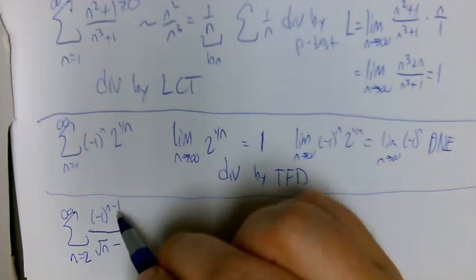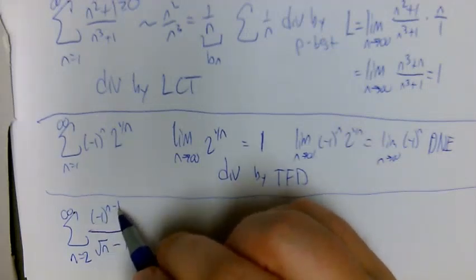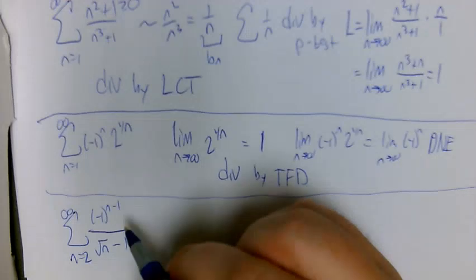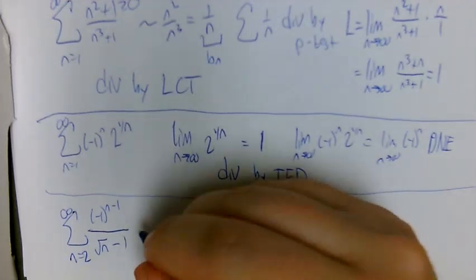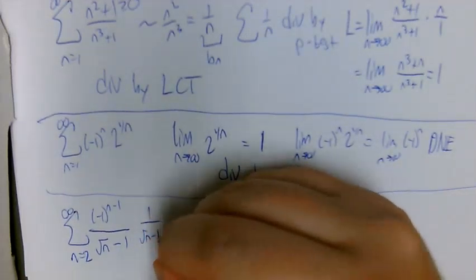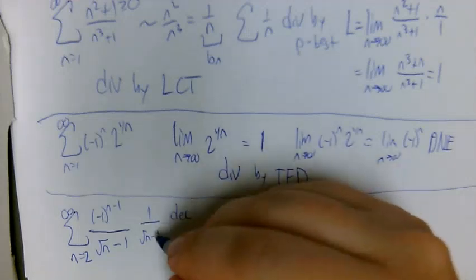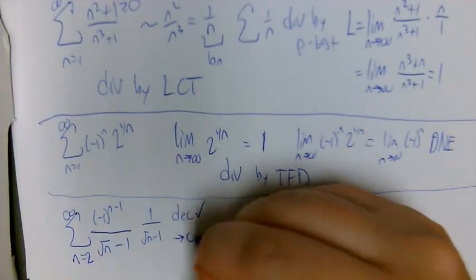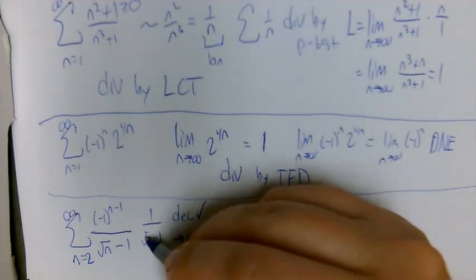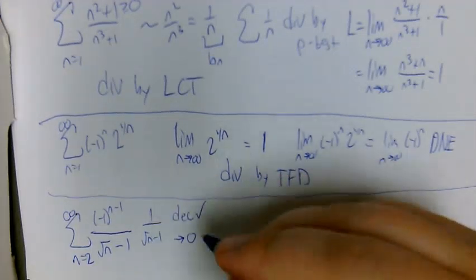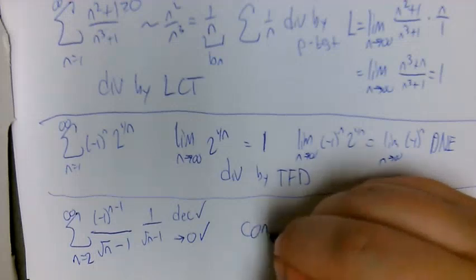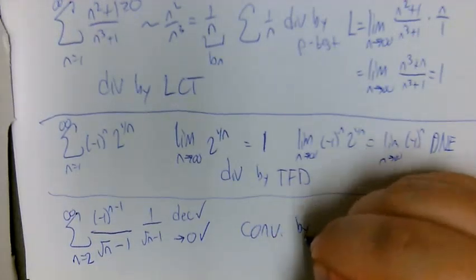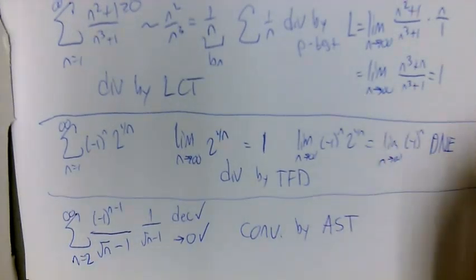Okay, so this is an alternating series. Negative 1 to the n minus 1 is also an acceptable alternator, though this time I think 1 over root n minus 1 will be decreasing because root n keeps getting bigger, and it goes to 0. This is going to keep getting larger and larger, so yeah, this is going to go to 0. So this series is going to converge by the alternating series test.